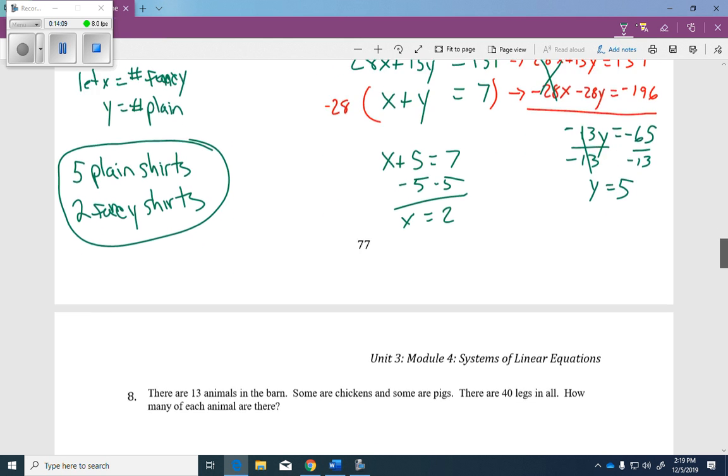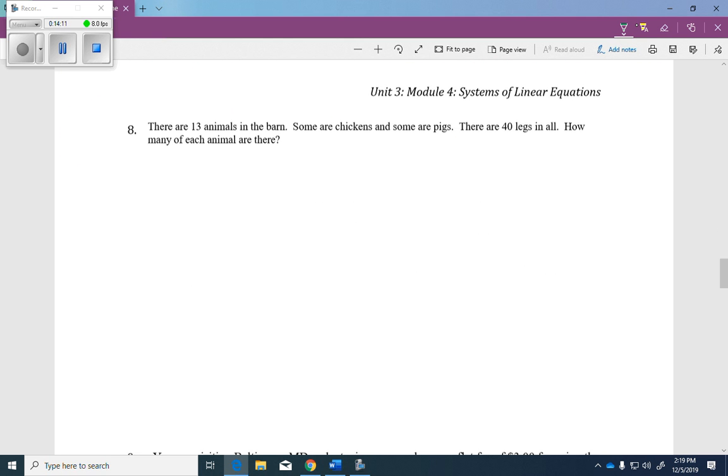Next, there are 13 animals in the barn. That's a total. Some are chickens and some are pigs. Oh, those are my let statements. I'm going to let x equal the chickens and y equal the pigs.